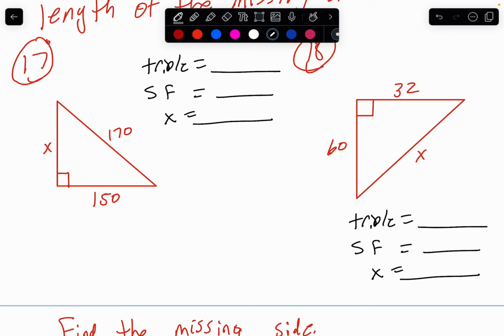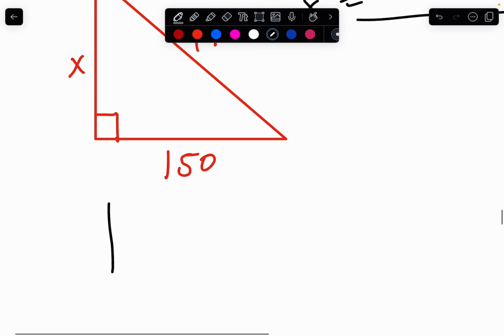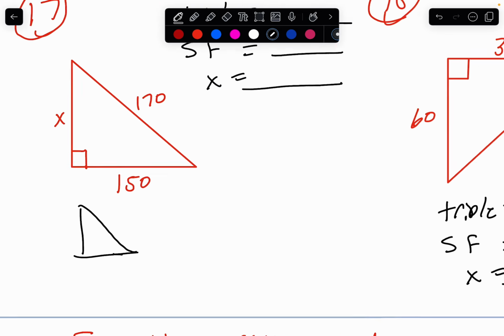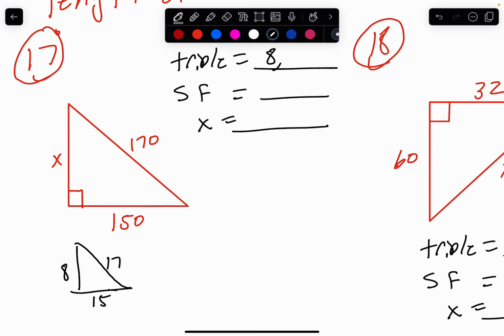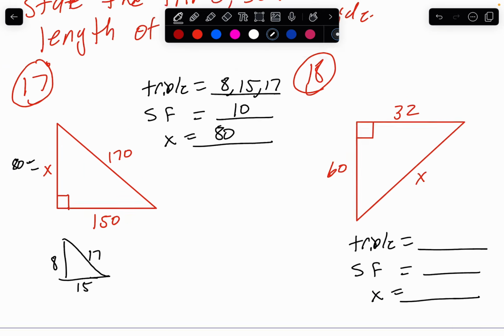These would be hard to do if you don't reduce. So I'm going to draw a smaller similar triangle where I reduce, and those are divisible by 10. 17 divided by 10, 15 divided by 10, and that's an 8, 15, 17. You do need to know your triples. The scale factor was 10, and if I multiply the 10 back on, 80 is the missing side. So this side would equal 80.